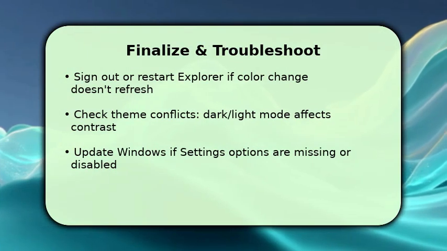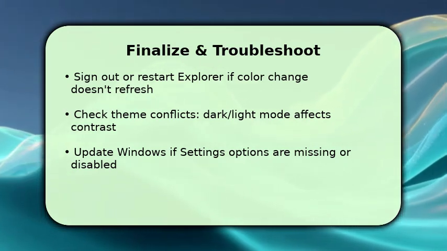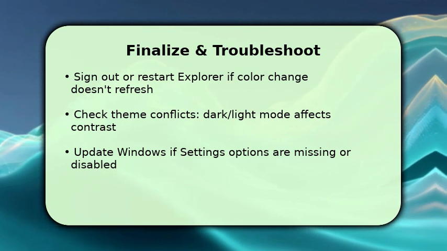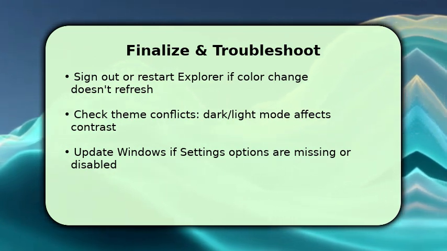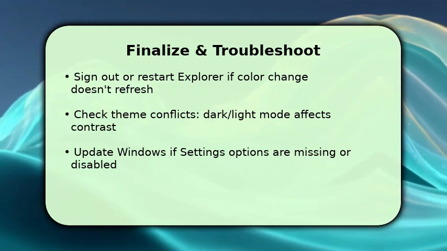To finish, apply any remaining theme choices like light or dark mode and then check the taskbar. Changes usually appear instantly. If you don't see the new color, restart File Explorer or sign out and back in to force a UI refresh.